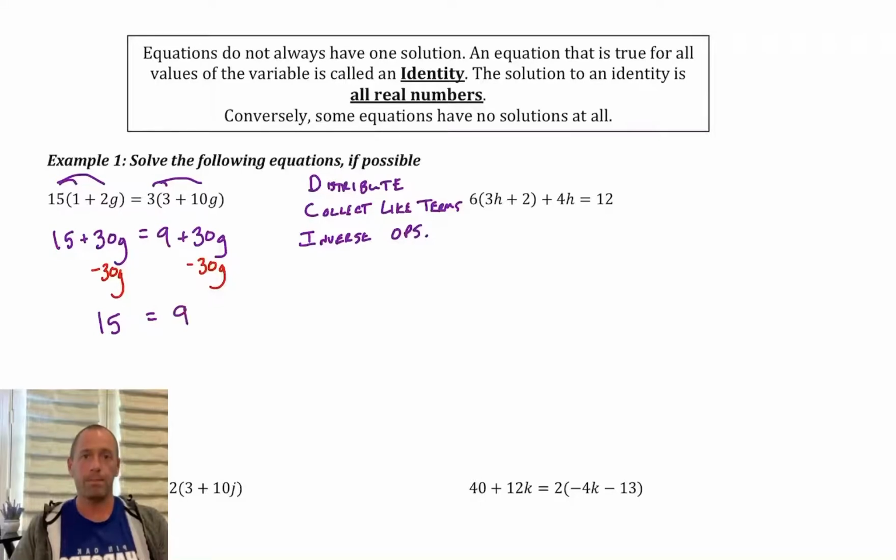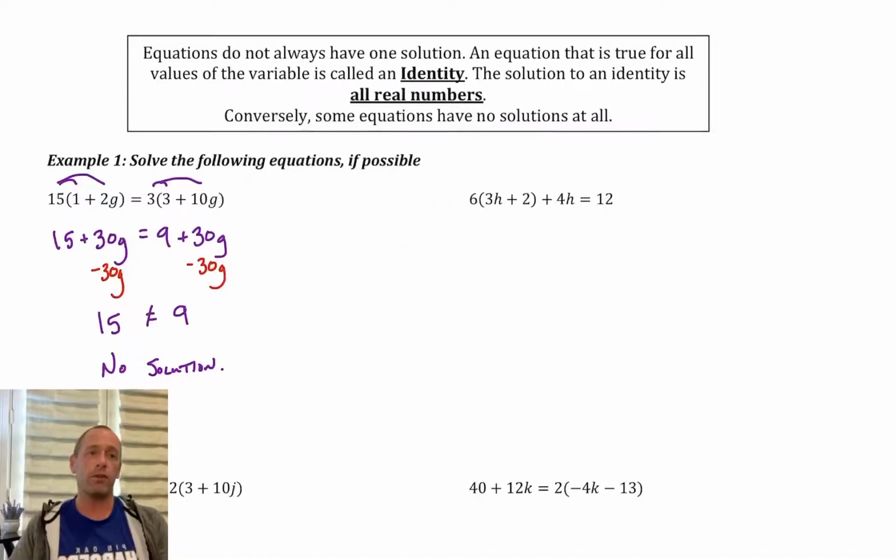Well, 15 and 9 are not equal, so please don't leave them with an equal sign. Make it not equal to. And the way we interpret this is there is no real solution for g. It wouldn't matter what you chose, the left and the right will never be equal.